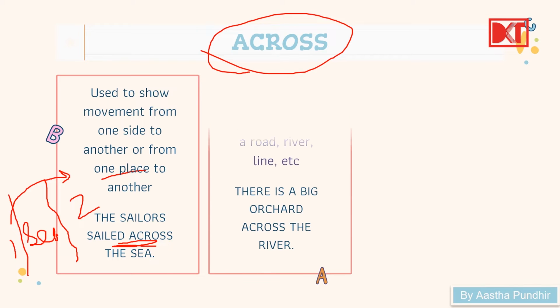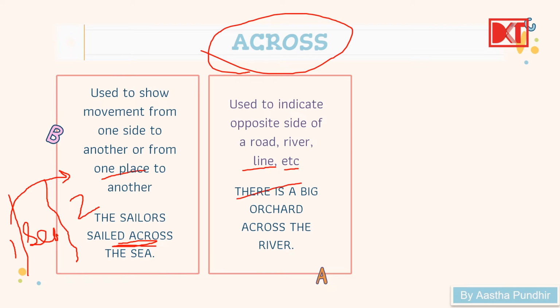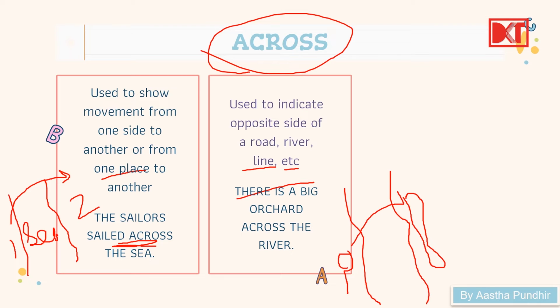Next usage could be used to indicate the opposite side of a road, river, line, etc. There is a big orchard across the river. Now this is a river and there is a big orchard. यहाँ पे there is something, suppose we say there are trees or things. So अगर हम यहाँ पे खड़े हैं and we are saying कि river के उस side है कुछ, okay? So there is something across the river, मतलब दूसरी place पे, okay?